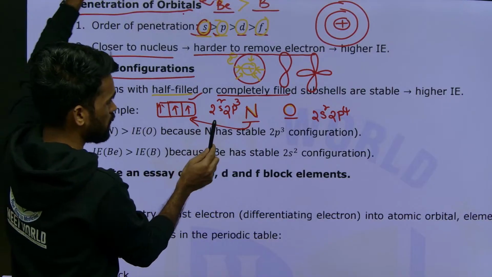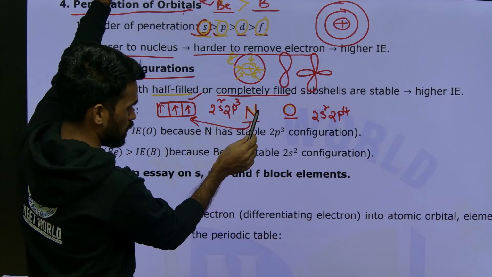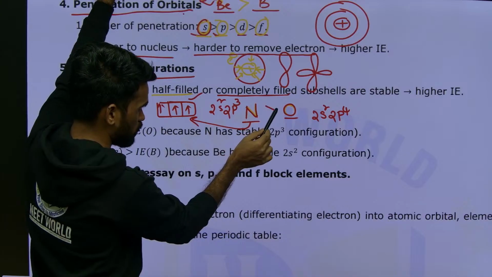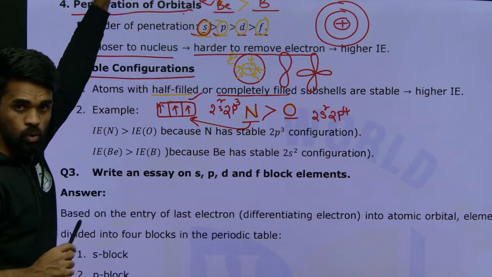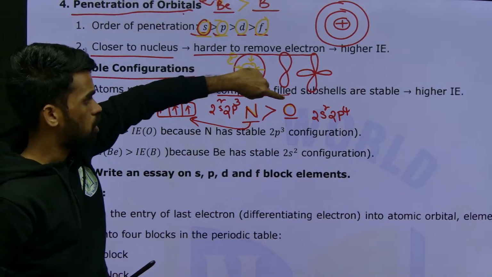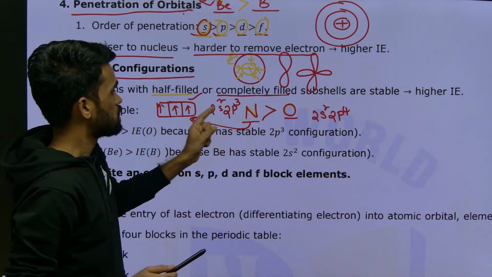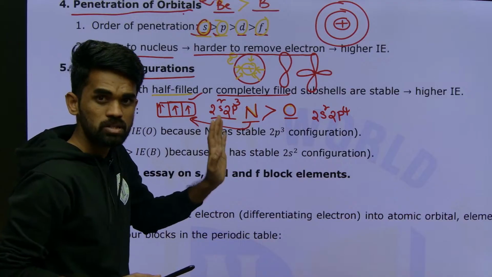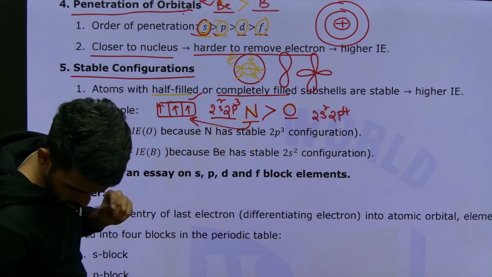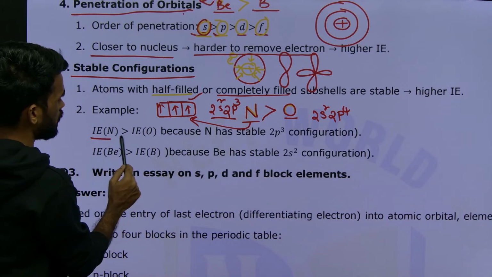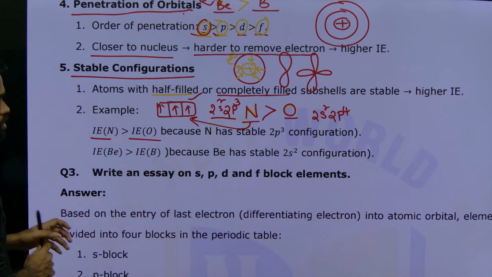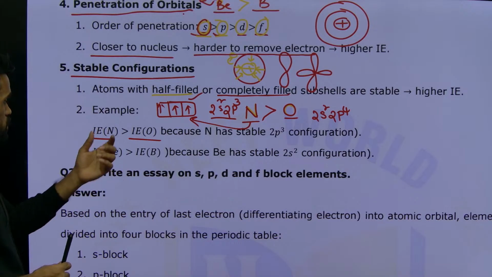So that's why a high amount of energy is required; the ionization energy of nitrogen is greater than oxygen. This will be the scenario, because of the stable half filled electronic configuration of nitrogen. Okay, remember. So the IE of nitrogen is greater than oxygen. You need to write this explanation also.